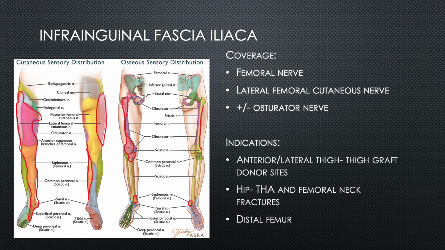So we're going to move on to the infrainguinal fascia iliaca block. This block can provide analgesia for anterior lateral thigh surgery, hip surgery, such as for hip arthroplasties and hip fractures involving a femoral neck fracture, not necessarily acetabular fractures, and for surgeries of the distal femur. It's also known as the 3-in-1 block, as it covers the femoral, lateral femoral cutaneous nerves, and less reliably the obturator nerve.